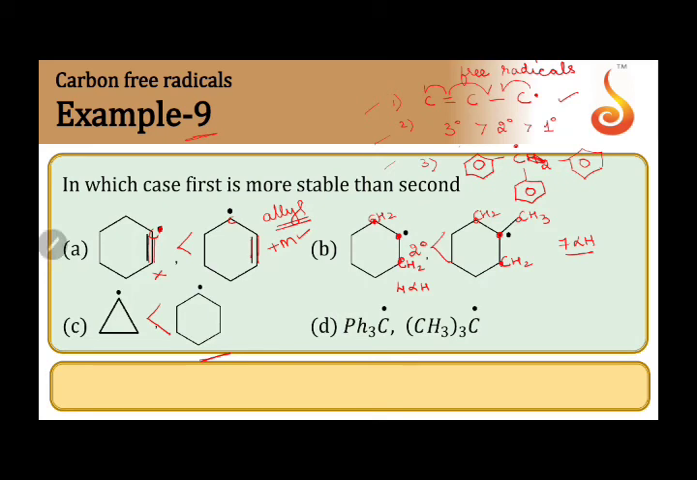Coming to the last one here, option D. This is Ph, indicates phenyl, so C6H5. So this system actually looks like our third system. It is called as tertiary benzyl. Tertiary benzyl is much more stable than tertiary alkyl. So this is a normally tertiary free radical, but this one is tertiary benzyl. More resonance, more hyperconjugation forms are possible in tertiary benzyl, and hence it's more stable.